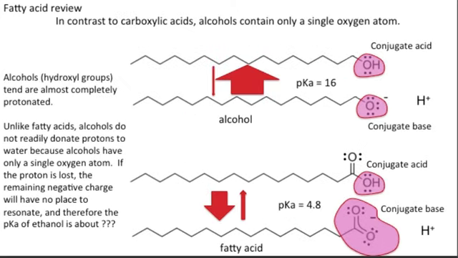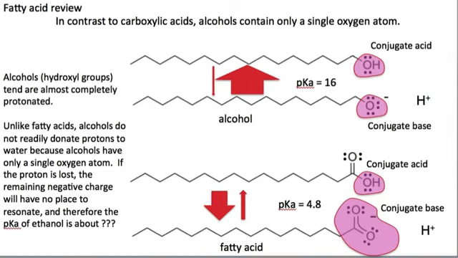Now, why doesn't that happen to a hydrogen on an alcohol, a hydroxyl group? Why doesn't its proton come off? If that proton comes off, the pair of electrons left behind doesn't have anywhere to resonate. In fact, it's nice to leave the proton there to help balance the negative charge. So whereas the pKa of a carboxylic acid is around 4.8, the pKa of an alcohol is around 16.